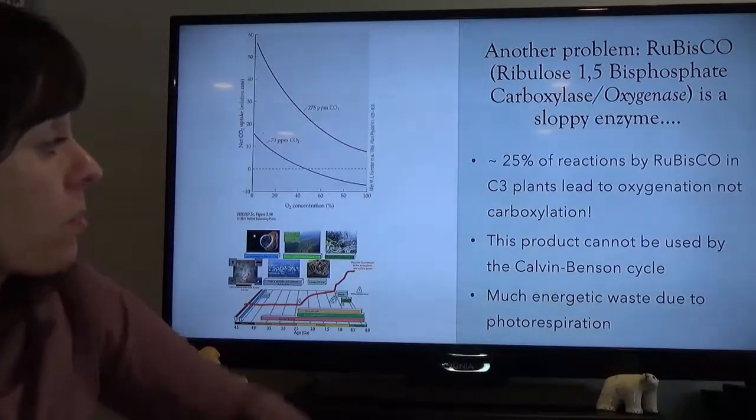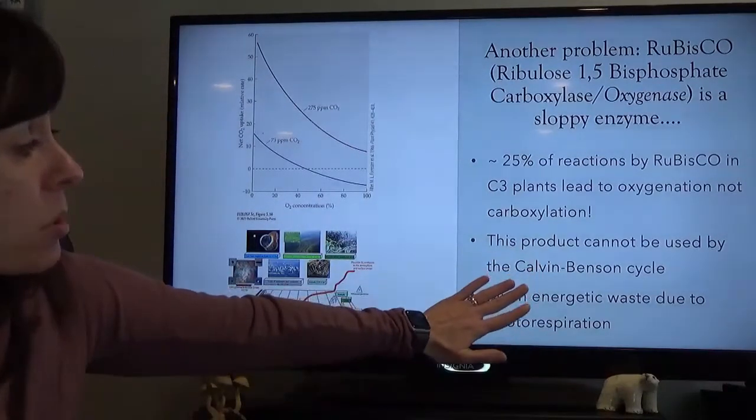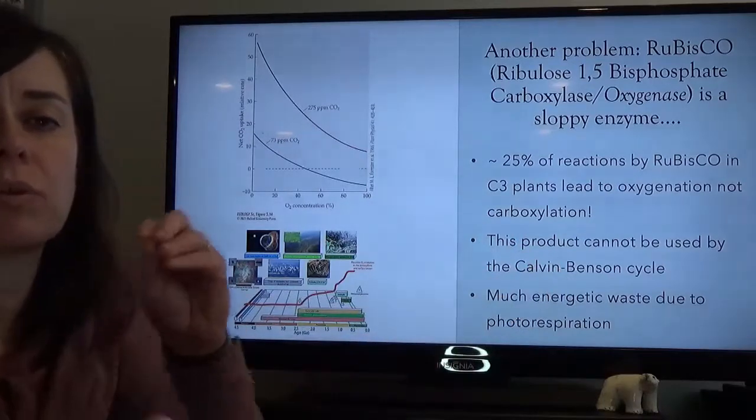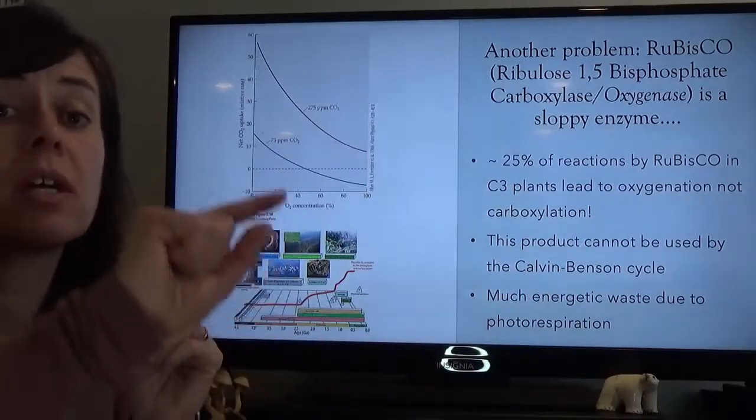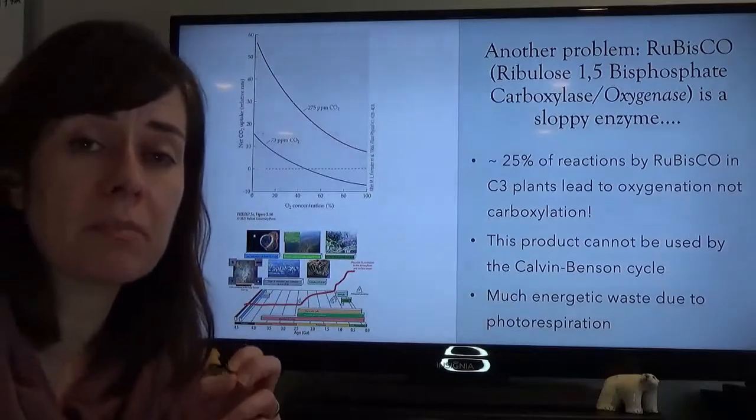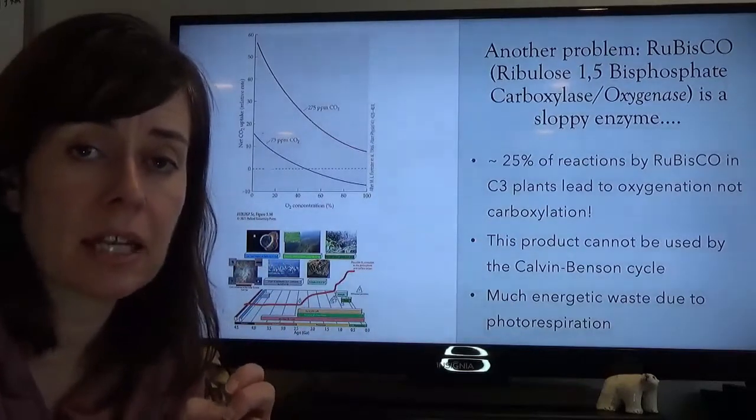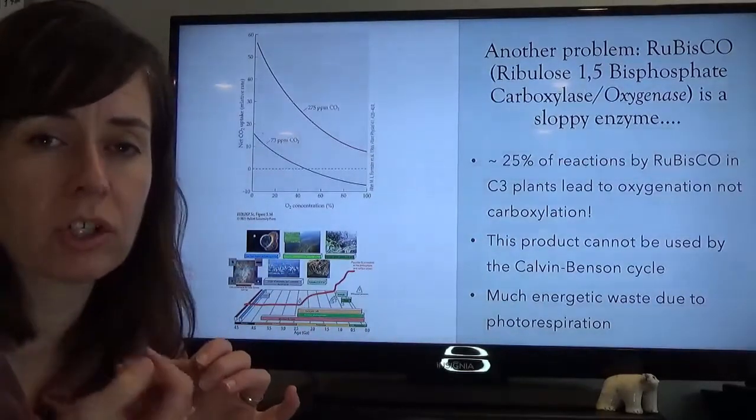Okay. The product from photorespiration cannot be used by the Calvin-Benson cycle, and so it has to go through a whole other series of steps to bring it back to products that can be used in the Calvin-Benson cycle. And so this is where a lot of that energy loss happens.